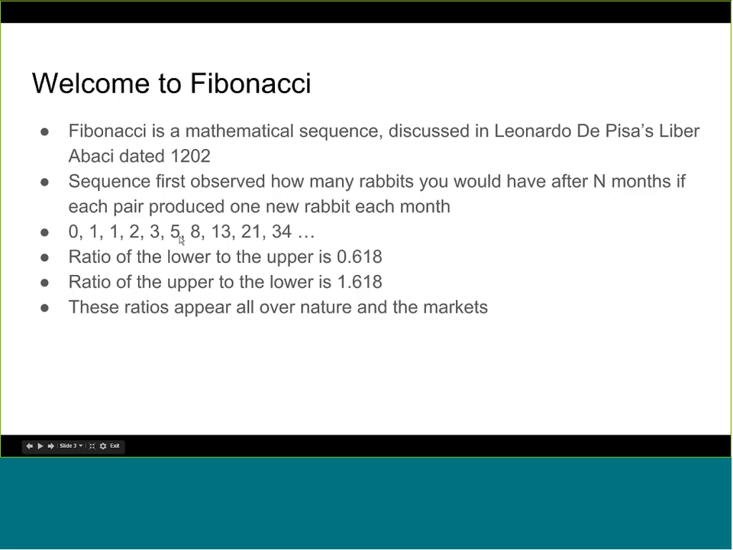So you'll notice that the ratio of the lower to the upper number is 0.618, and the ratio of the upper to the lower number is 1.618. And these numbers are called the golden ratio, and they appear all over the place in nature, and it turns out in the stock market as well.